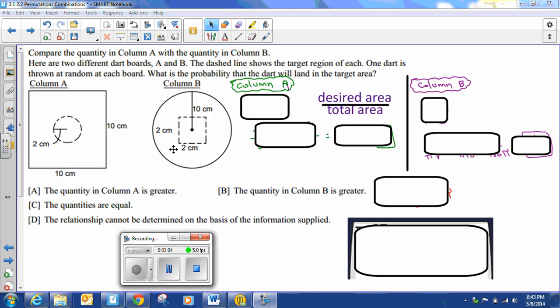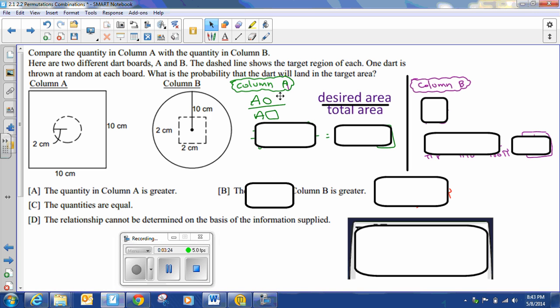So once again, we have two different dartboards. This one's square with a circular bullseye, and this one's a circular dartboard with a square bullseye. So we want to find out what the probability is for each one of these and compare the two. What's the probability of hitting the target area? Column A, area of circle divided by area of the square. That is your desired area divided by the total area. Column B is different because the shape is square divided by circle.